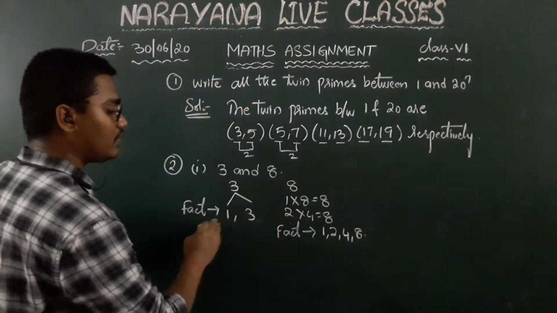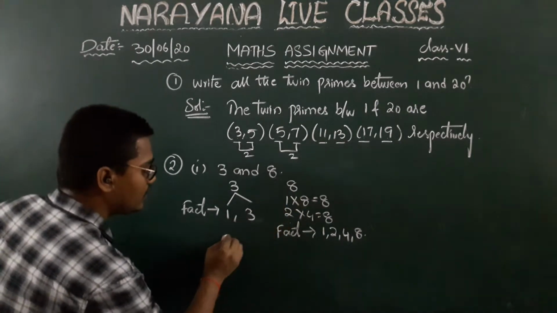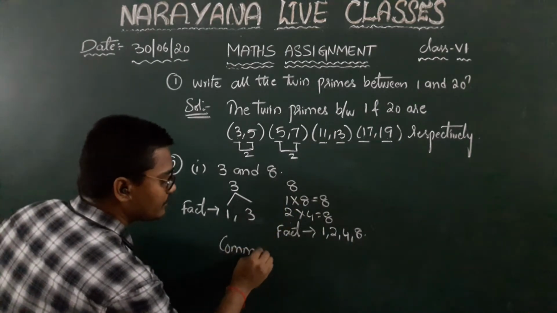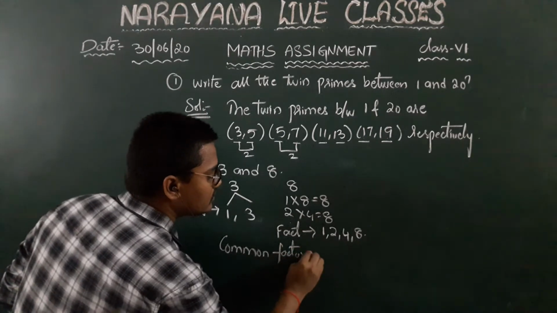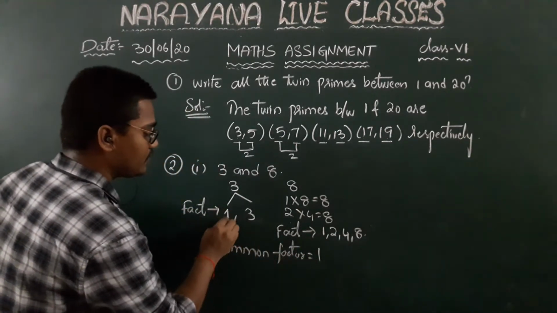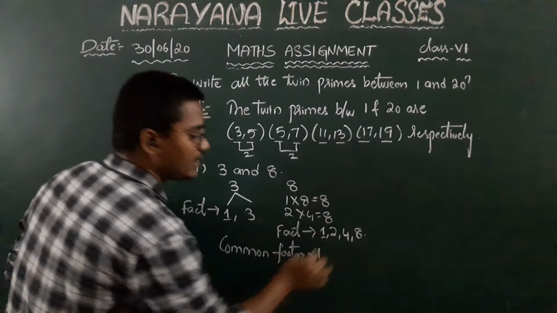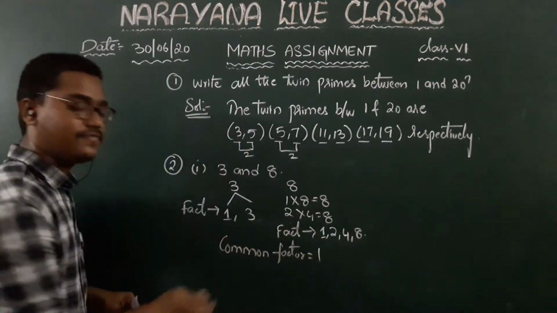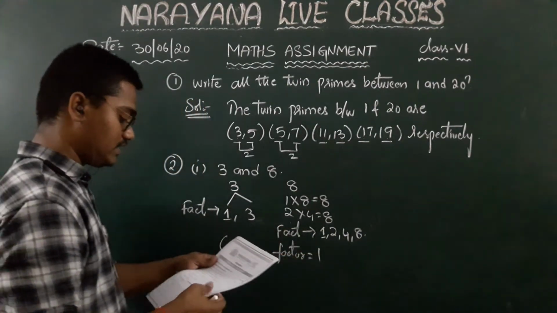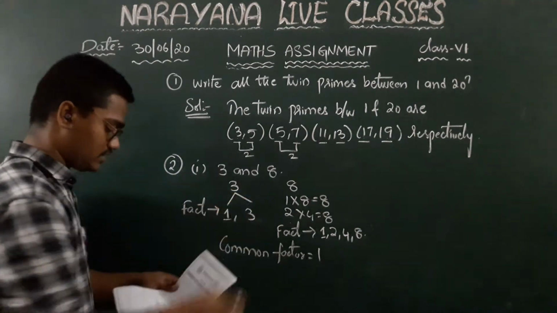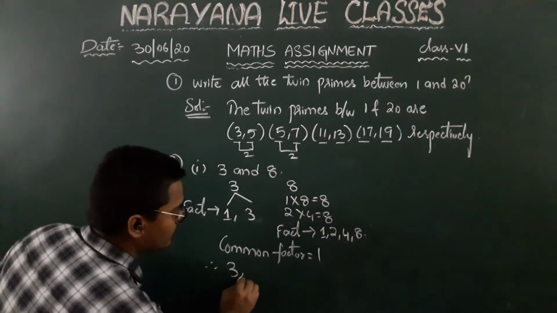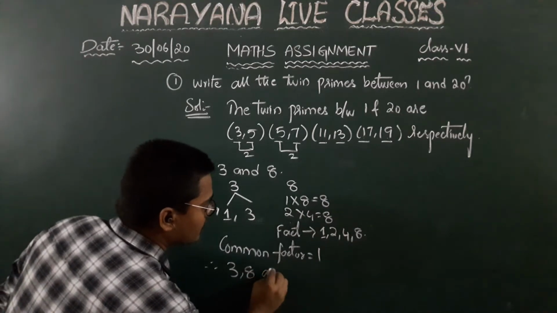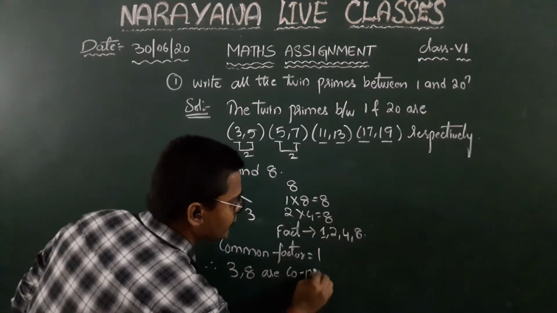Now when you compare all the factors of 3 and 8 children, 1 is the only common factor between 3 and 8. If 1 is the only common factor, then we can say that 3 and 8 are called co-primes. So therefore 3, 8 are co-primes.